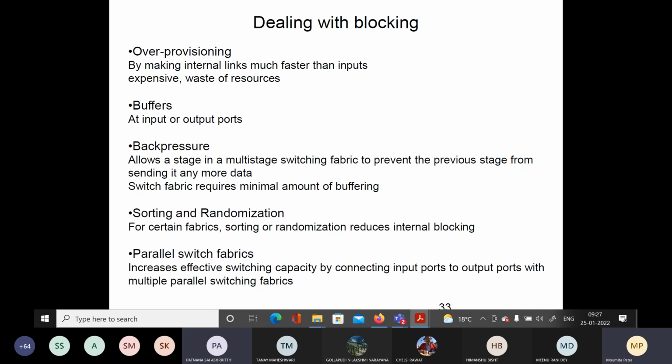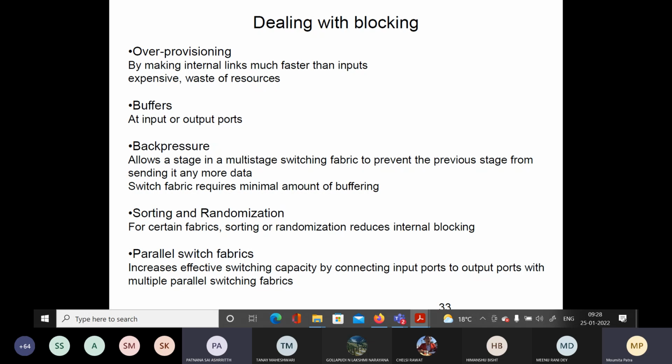Next is sorting and randomization. These are the tasks that you generally do at the input ports, on the samples that are arriving at the input ports. Okay, so for certain switch fabrics, you can sort the input, you can randomize the input to reduce the internal blocking. We will see how this works in the next few slides.